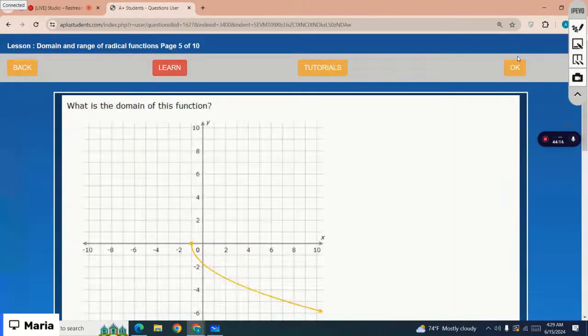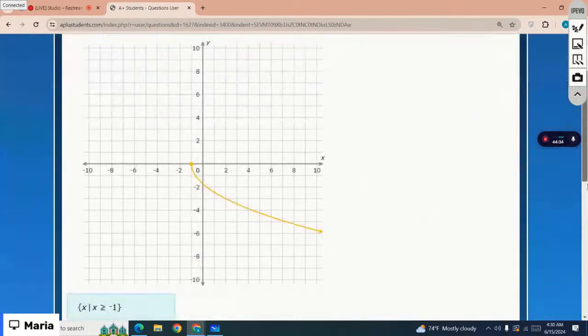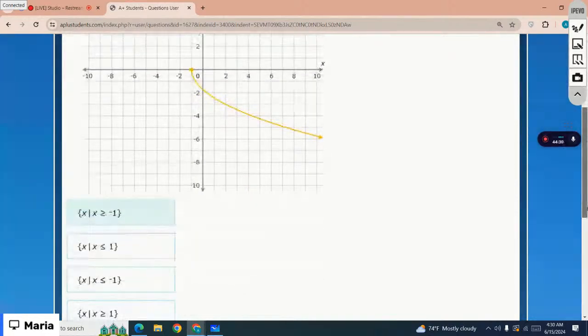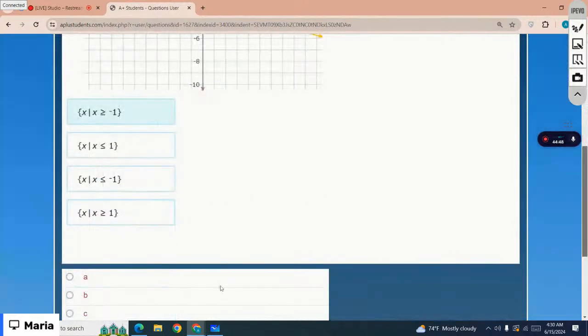What is the domain of the function? So which is the correct option? You can see the graph is starting from -1 and going on the right hand side, right? So that means x is greater than or equal to -1. The correct option is x is greater than or equal to -1. Option number 1 is the correct option.